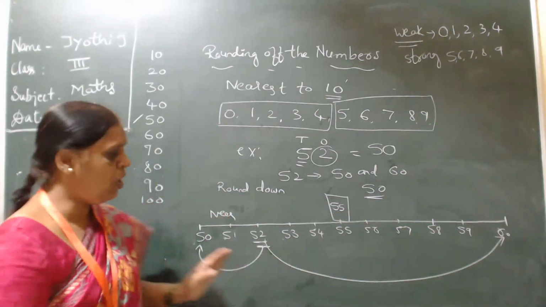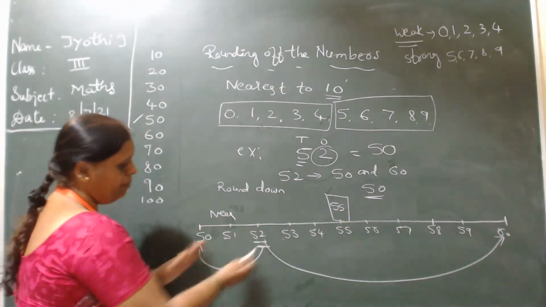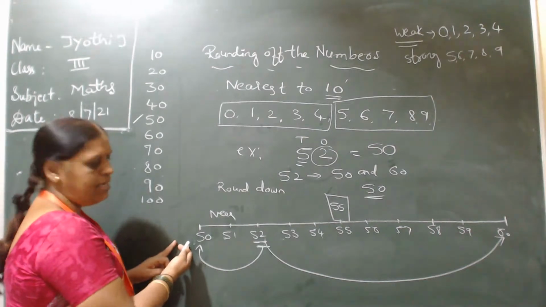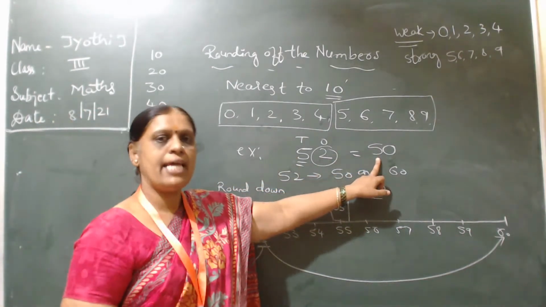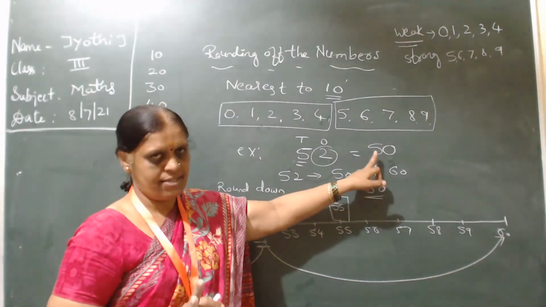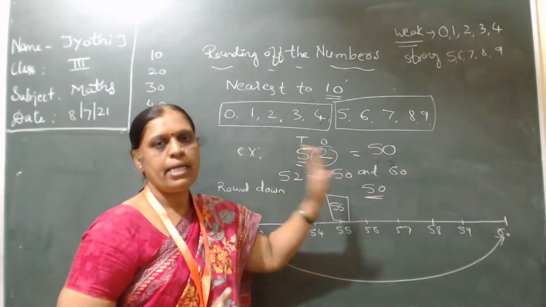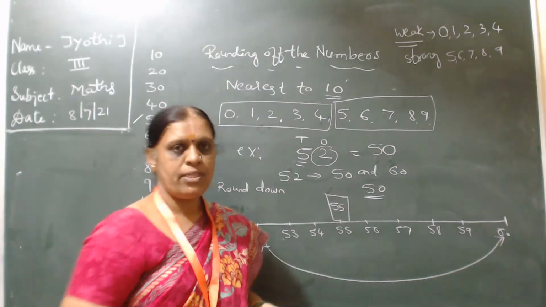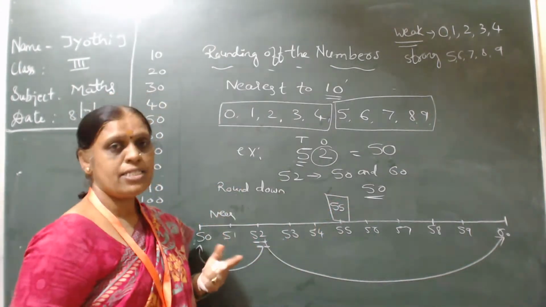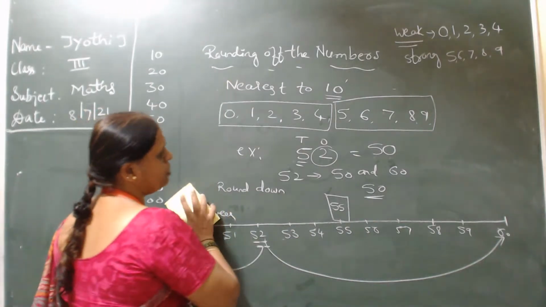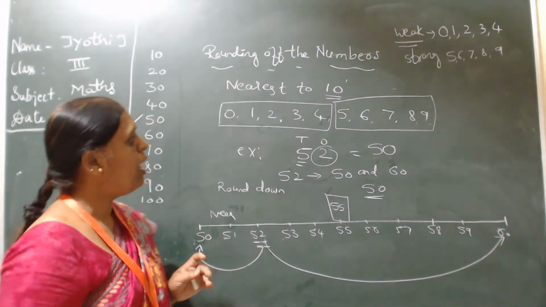So what should you do? It will come back, come down to the nearest tens. So 52 remains the same tens, 52 will remain 50 only. So this is rounding to the tens. Now rounding nearest to 100. What should we learn now? Nearest to 100.